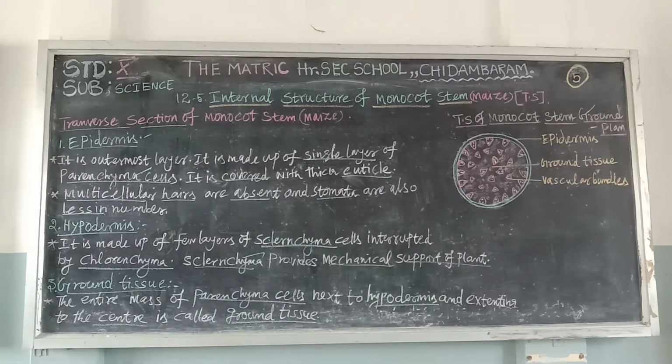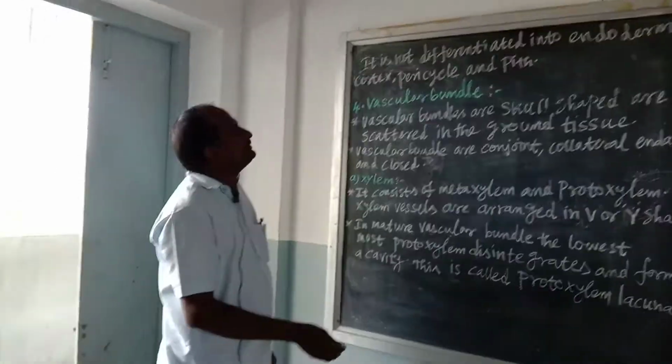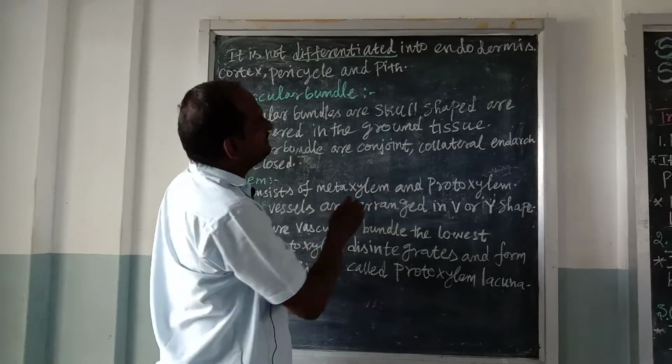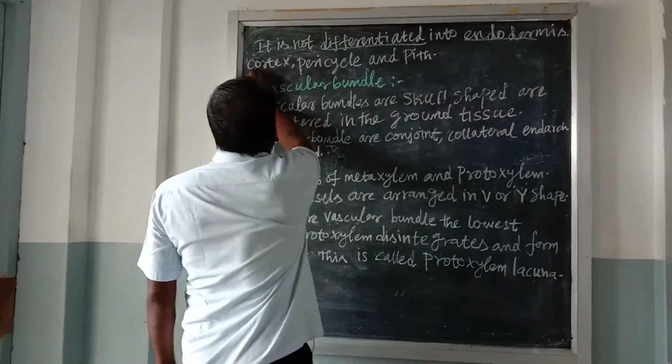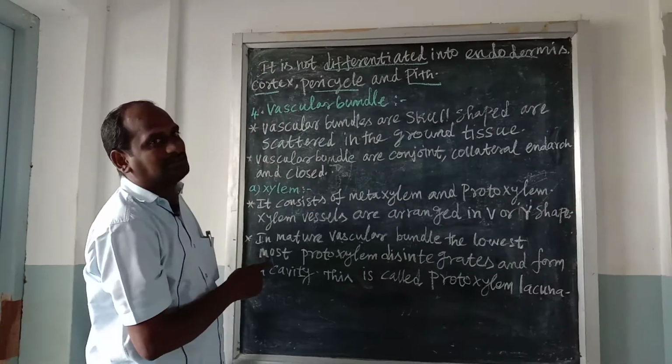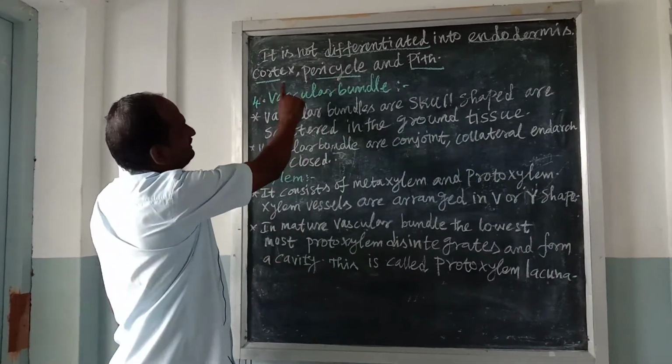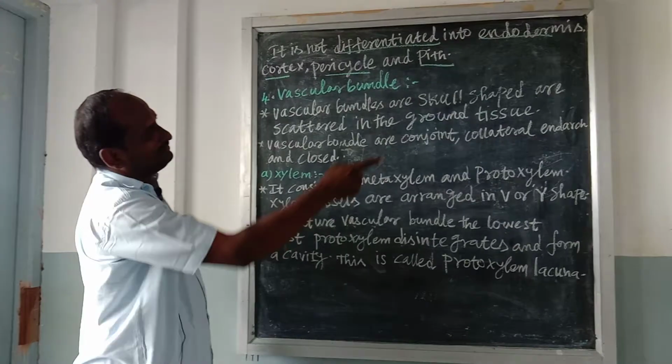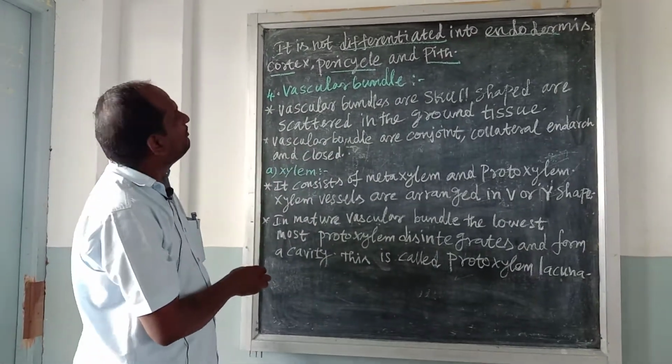Next, another one: the ground tissue is not differentiated. Not differentiated means there is no endodermis, cortex, pericycle and pith. In the monocot stem of maize, the endodermis, cortex, pericycle and pith are totally not differentiated.